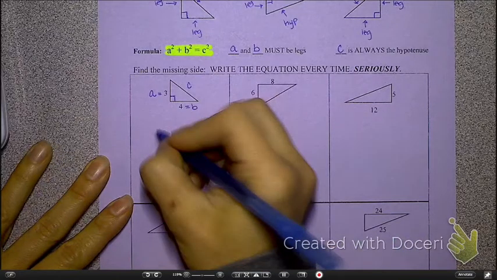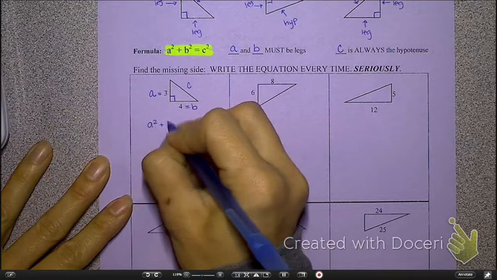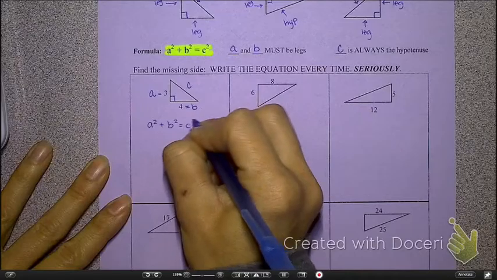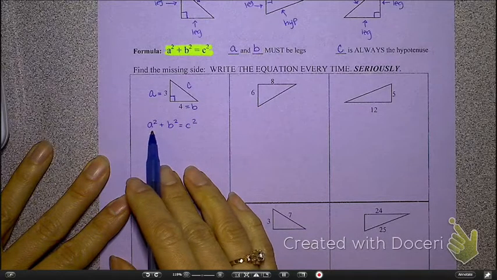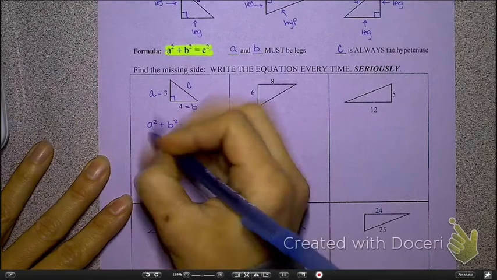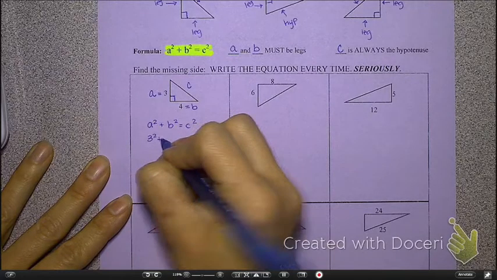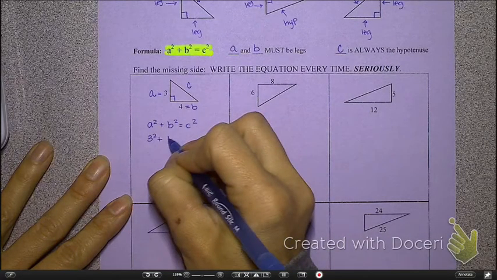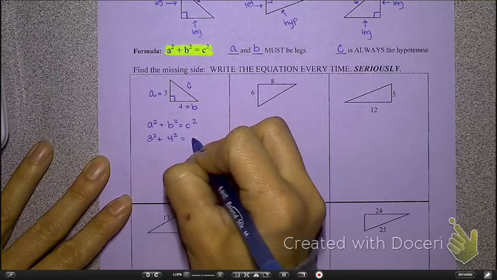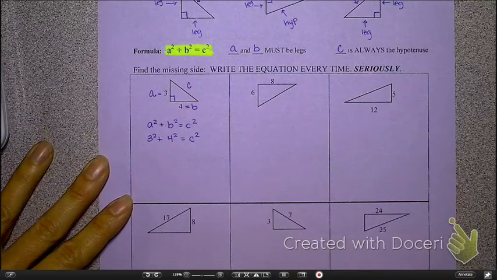So I'm going to write this equation down and plug in the things I know and then solve the equation. Okay, so the equation for the formula is a squared plus b squared equals c squared, right? So what's going in the spot for A? 3. What's going in the spot for B? 4. I don't know what's going in for C, so I leave C as the variable.